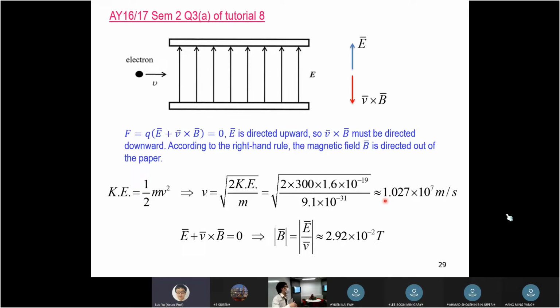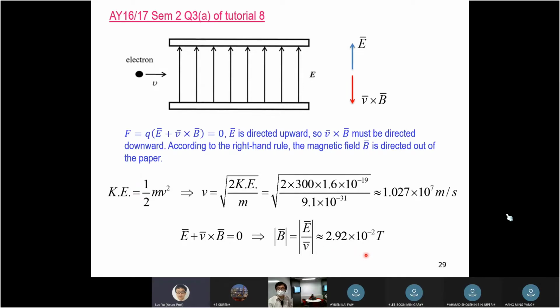Also, if you want to check whether your velocity is realistic, you have to say whether it is smaller than the velocity of light. If in your calculation you find the velocity of the electron is somehow larger than 3 times 10 to the 8 meters per second, it means you definitely made something wrong in your calculation, because the electron cannot travel at a speed larger than the light's velocity. So it should always be smaller than 3 times 10 to the 8 meters per second. Then get V, my E divided by V will give me the corresponding magnetic field.